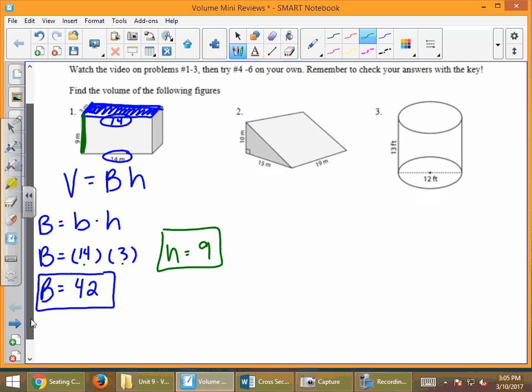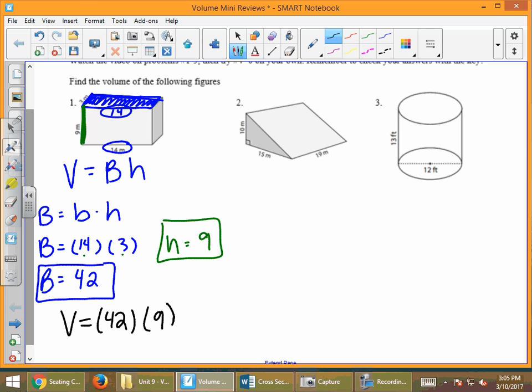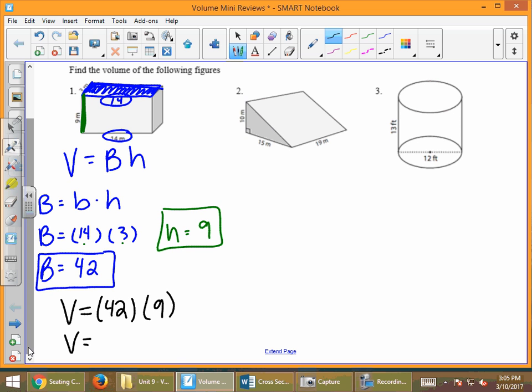Now that we have our two pieces, we can go ahead and plug it into the volume formula. So our big B is 42, and our height is 9. So again, in your calculator, you just have to do 42 times 9, and you get 378. Also super important to make sure you label your answer. In this problem we're dealing with meters, so we're going to say meters cubed. We need to pause, but we're going to go ahead and go on to number 2.